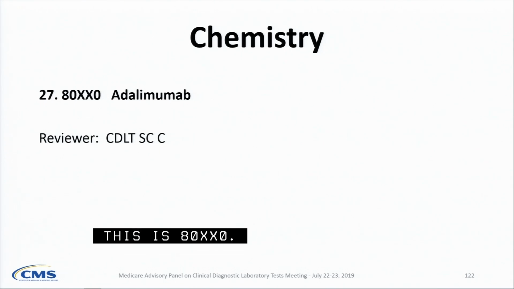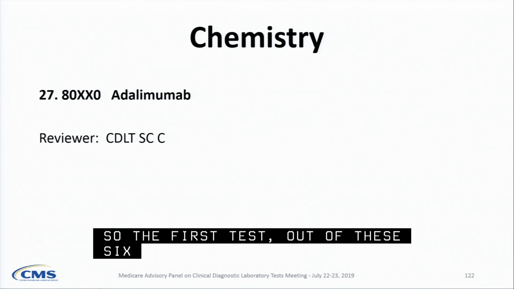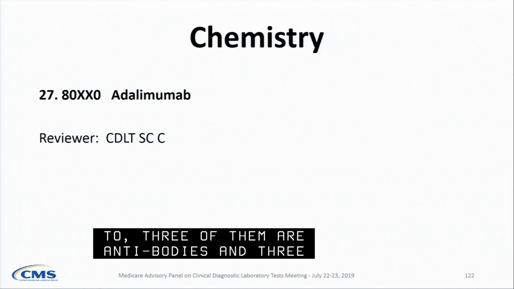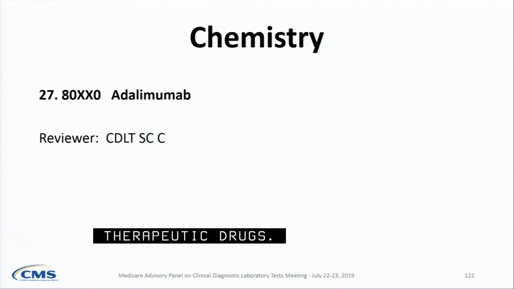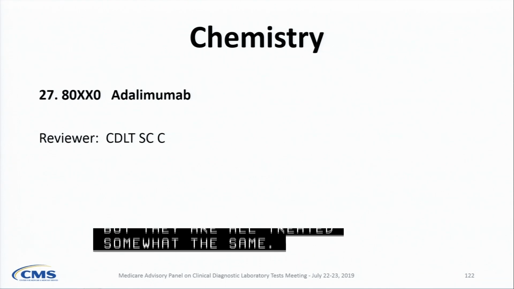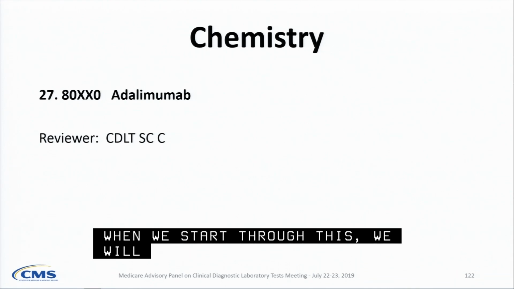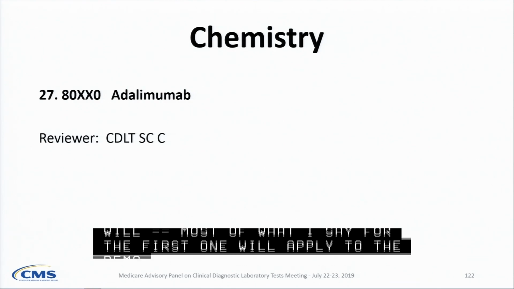Okay. So out of these 6 codes that Karen referred to, 3 of them are therapeutic antibodies, and then 3 of them are more standard testing for therapeutic drugs. But they're all treated somewhat the same. So when we start through this, most of what I say for the first one will apply to the remainder of the therapeutic antibodies. And so the first one is 80XX0, which is adalimumab.